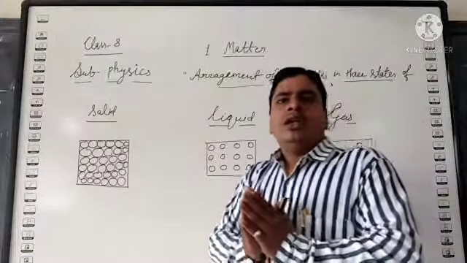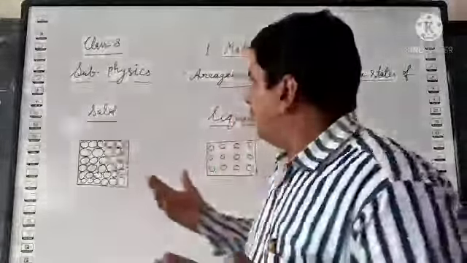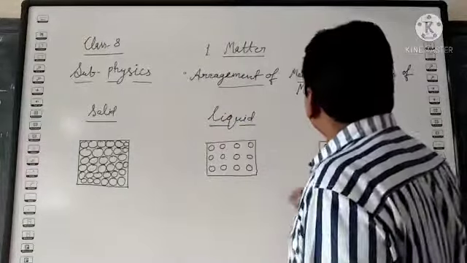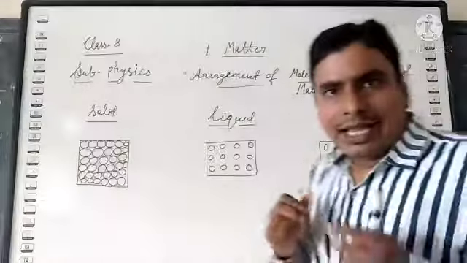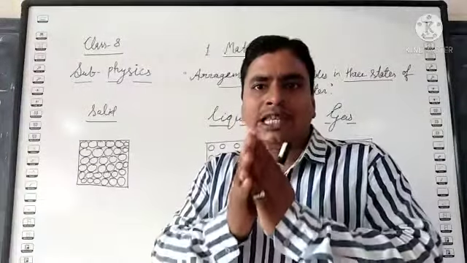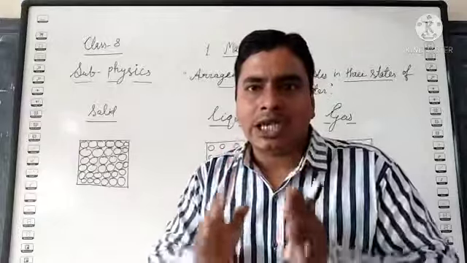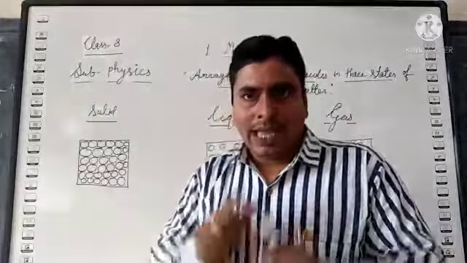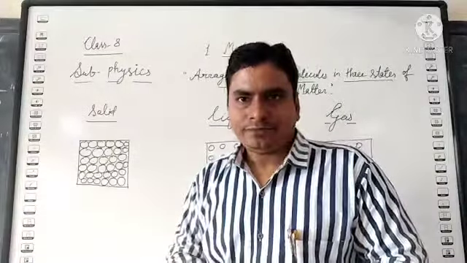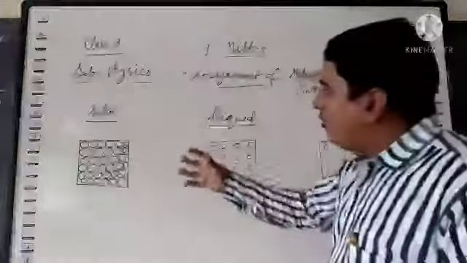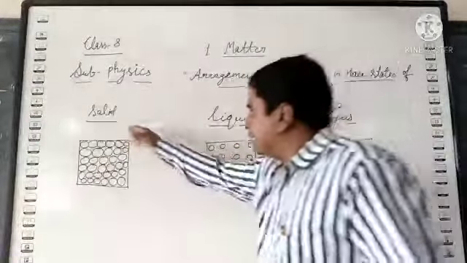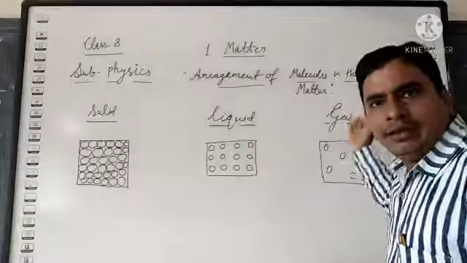Okay students? Now today we will discuss a new topic. We are becoming aware of a new concept: the arrangement of molecules in three states of matter. In the last class we discussed that the molecules of all three states of matter are always in continuous motion according to the kinetic theory of matter. Today we will discuss how molecules are arranged in different states: solid, liquid and gas.